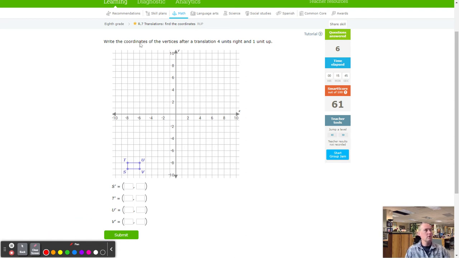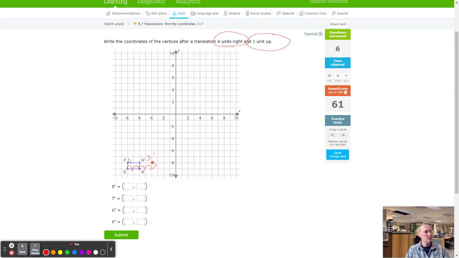All right, write the coordinates of the vertices after translation 4 units right and 1 unit up. So we can start with S. We're going to go 4 right. 1, 2, 3, 4. Where did the 4 right come from? Because the directions say we need to go 4 right. But we also need to go 1 unit up. So up, S prime lands right there.